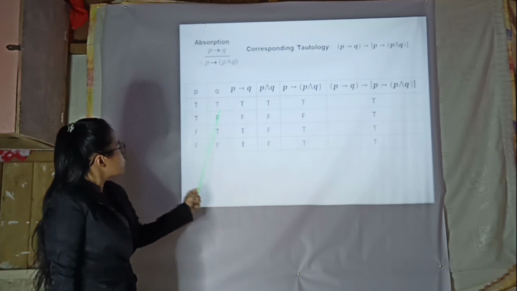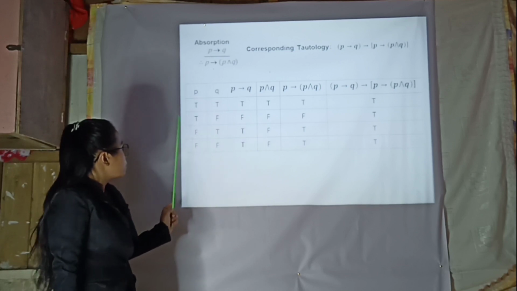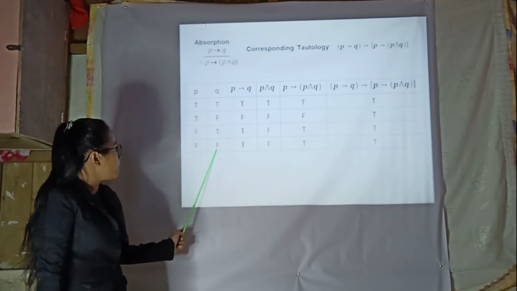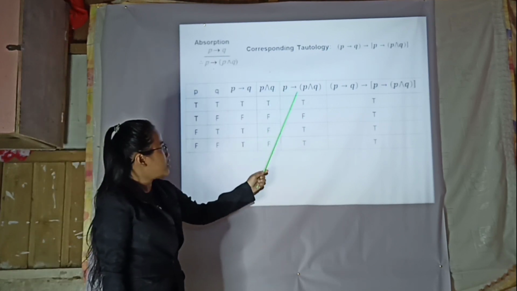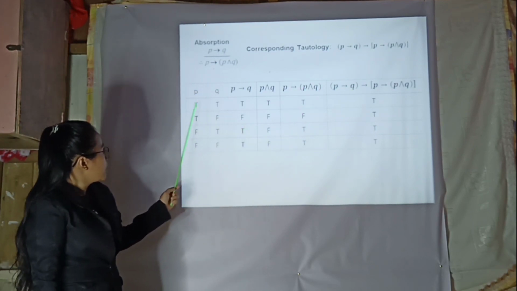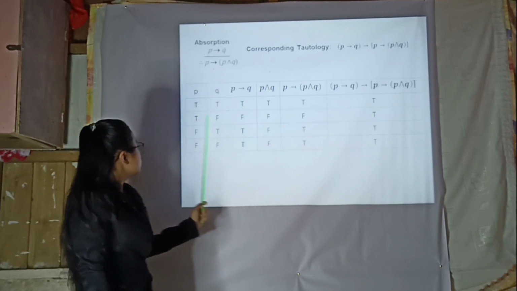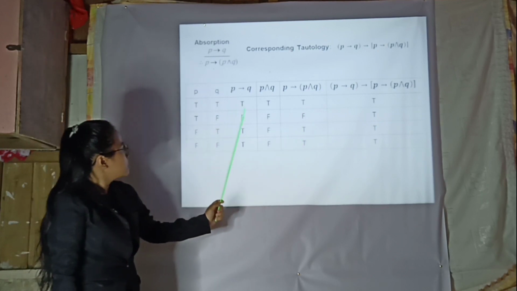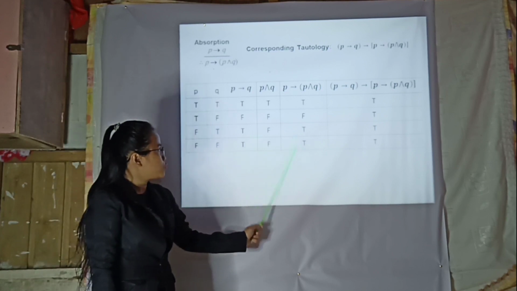So P and Q. So true, true, true. True, false, false. False, true, false. False, false, false. So if P, then P and Q. So true, true equals true. True, false equals false. False, false equals true. And false, false equals true.